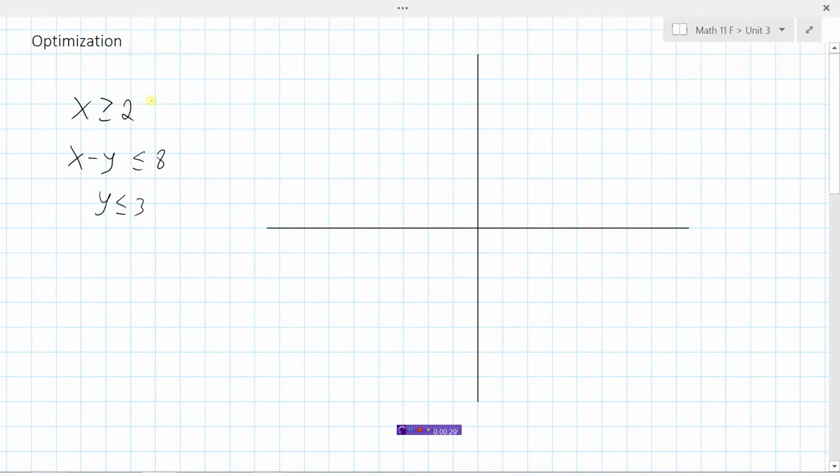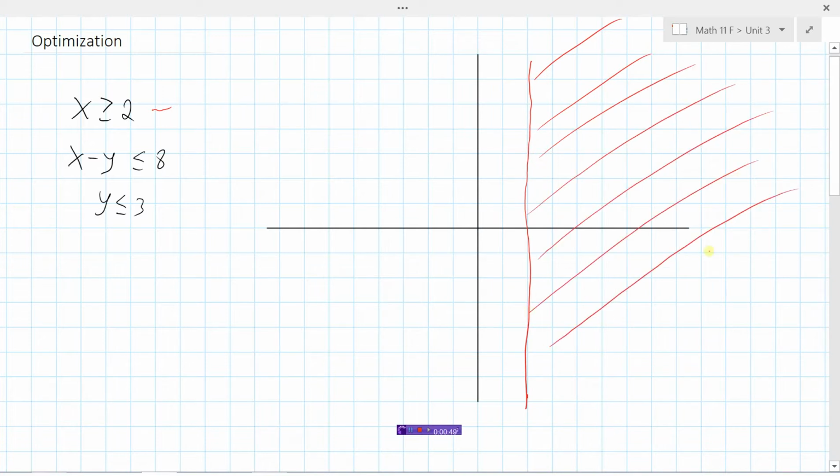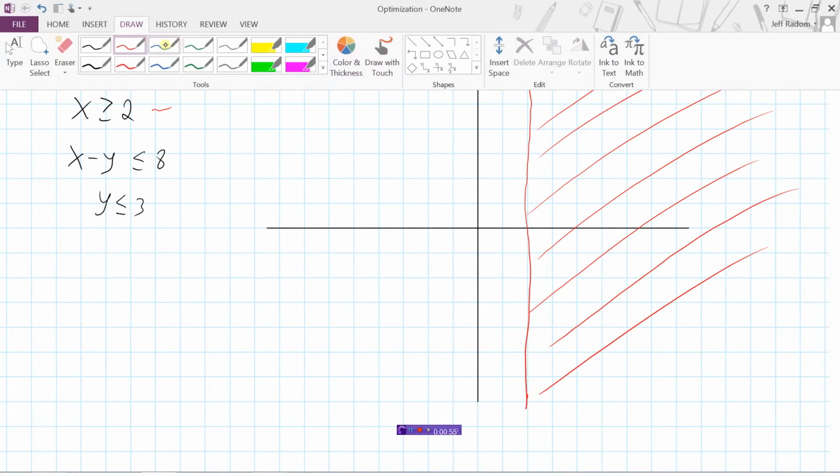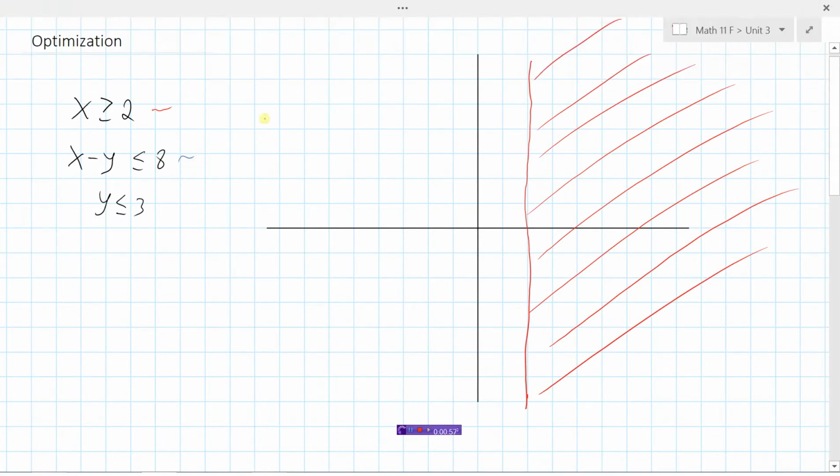Let's make this one the red one. So I have x greater than or equal to 2. So here's the line x equals 2. I'd have a solid line, greater than or equal to, and I would shade everything to the right. So there's x greater than or equal to 2 graphed.